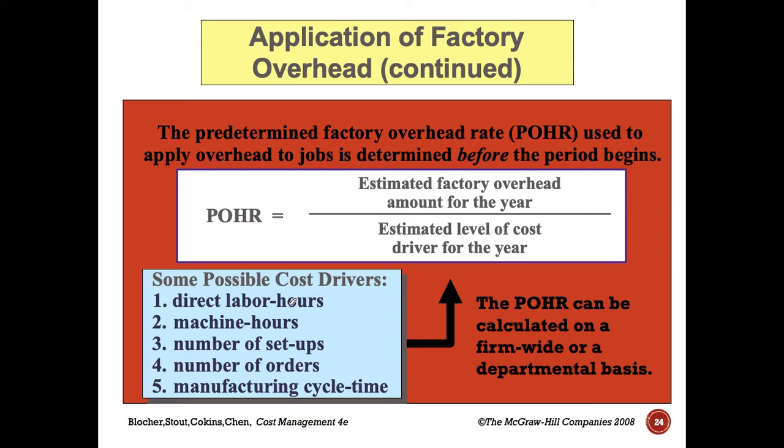So this is the formula. The predetermined factory overhead rate, or POHR, used to apply overhead to jobs is determined before the period begins. Predetermined factory overhead rate is equal to estimated factory overhead amount for the year divided by estimated level of cost driver for the year.